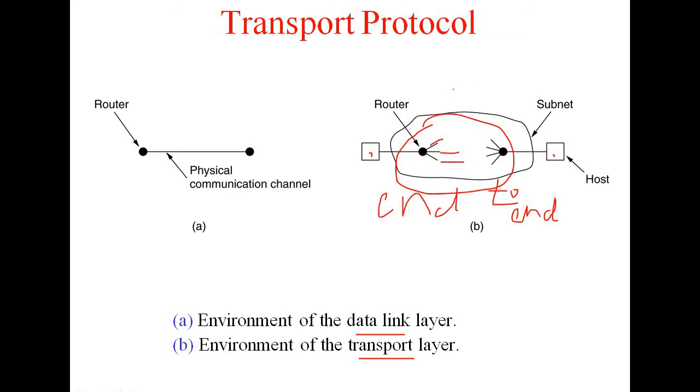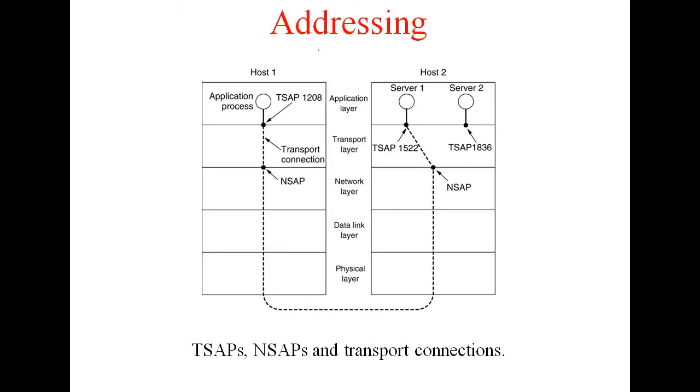So now we are going to discuss addressing in detail. Now let us study the addressing part. Here we have shown host 1 and host 2. In case of addressing, this is the application layer and there are many processes running, and this is a host, or you can say a server, and here also many services are running.